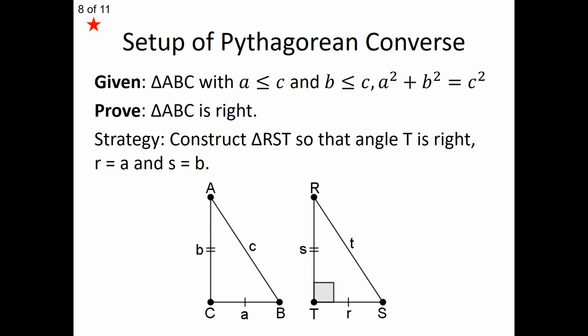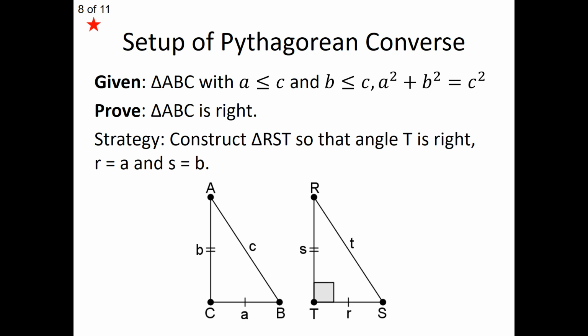So here's our setup for the Pythagorean converse. What we're given is triangle ABC such that the length of A is less than or equal to C, and the length of B is less than or equal to C. In other words, we're using this to say that C is the greatest of the three values. We want to make sure that C is the greatest of the three values in the order in which we're plugging them into our given equation, which we know to be true: a squared plus b squared equals c squared.